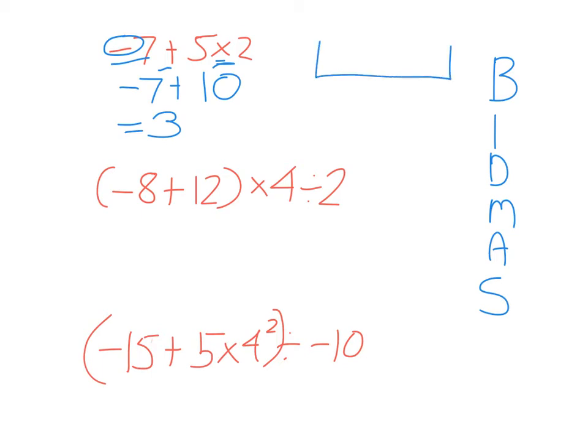To do that, you would start at -7 and you'd go 10 steps to your right, and you should end up at 3. Okay, that's just if you're stuck with this. Hopefully you can do directed numbers in your head. All right, let's do the next one.